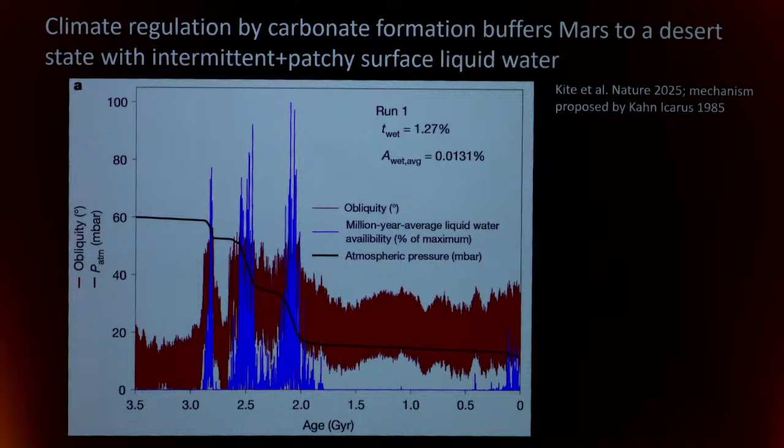Now, only obliquity is shown here, but the other orbital parameters matter as well. If you want liquid water to be available, then you also need the eccentricity to be high, and since high obliquity is a necessary condition for liquid water availability, the longitude of perihelion has to be aligned with the equinox in order to provide warm conditions at the equator during the season when Mars is closest to the Sun.